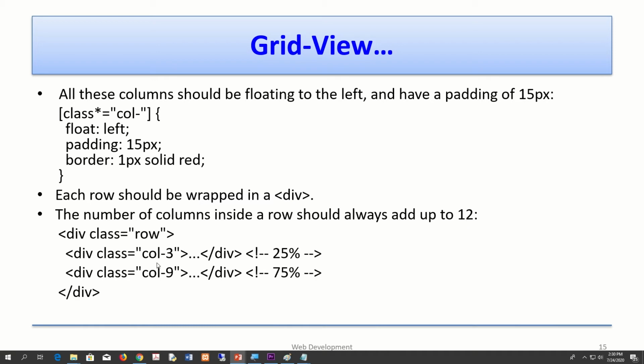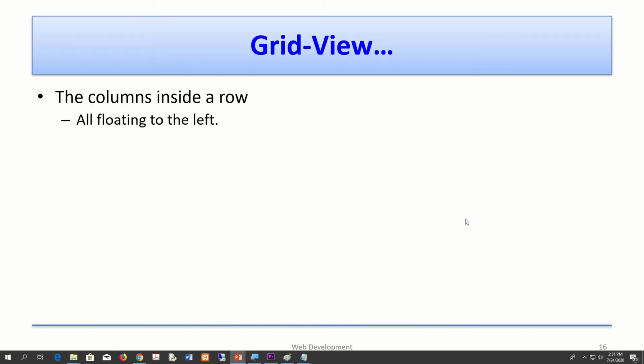So here, the width of column number 3 is 25%, and the width of column number 9 is 75%. That is 100%, right? So that's what we take from always adding up to 12.